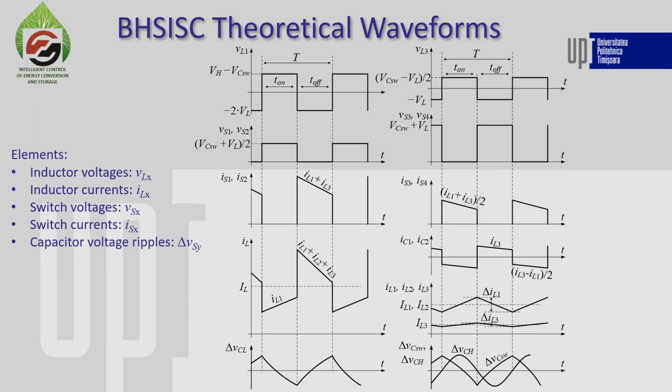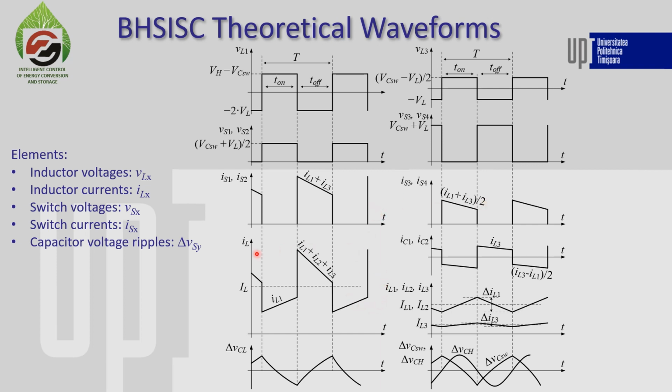Next, we will have a look at the theoretical waveforms. Here we have the voltage on the L1 inductor, the switched inductors, and the voltage on L3 inductors, with the voltages on the transistors, on the switches. Then we see the currents on the switches. We see voltage higher and lower for the two groups of transistors, and the same with the currents.